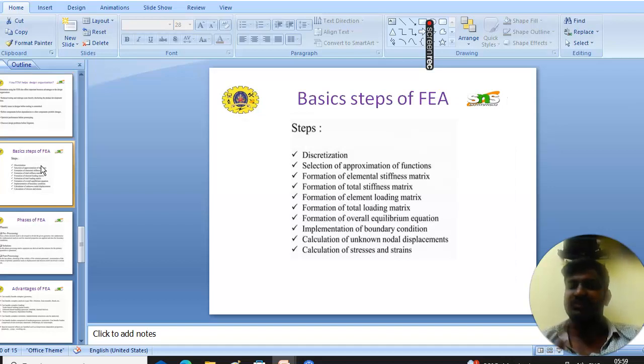In FEA, many steps are involved. The first step is discretization, next selection of approximation functions, formation of the total stiffness matrix, formation of the element loading matrix, formation of the total loading matrix, formation of the overall equilibrium equation, implementation of boundary conditions, calculation of unknown displacements, and finally the calculation of stress and strain.